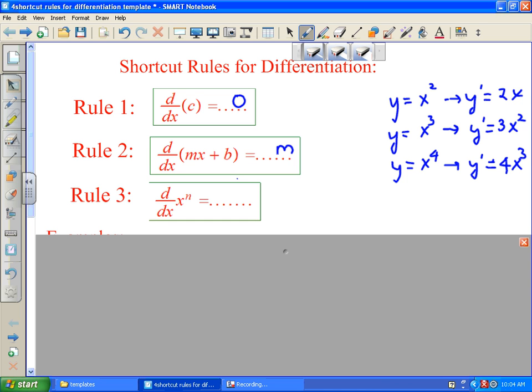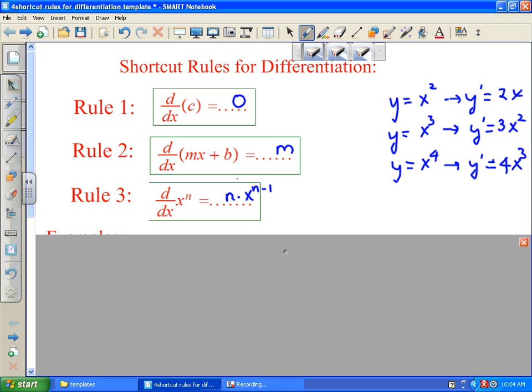Now, what about the general rule? If you have x to the n, what do you think will be the derivative based on the pattern we see here? Yes, Adam? Precisely, n times x to the power of n minus 1.